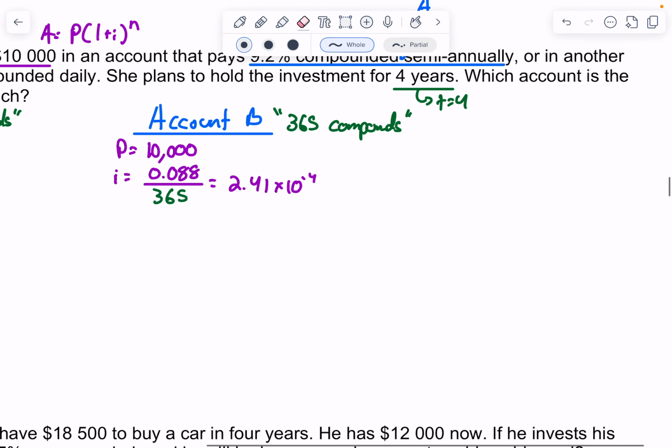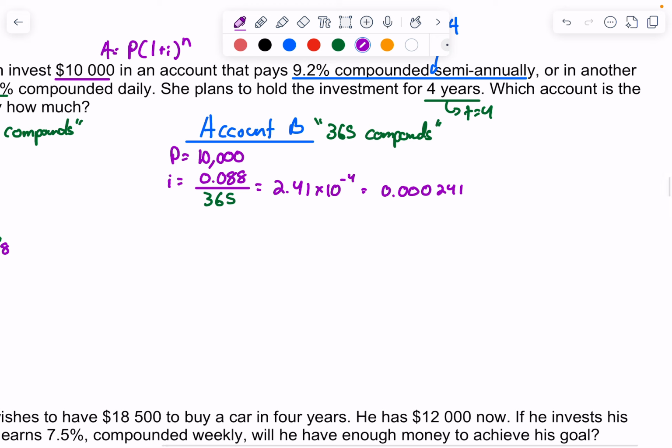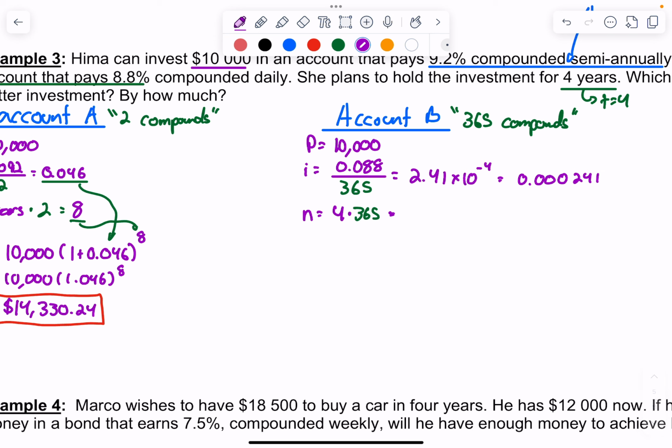But if you didn't know scientific notation, this is the same thing as me saying 0.000241. Okay, those are equivalent to each other. So just know which one your calculator gives you. And then your N in this case is still the 4 years multiplied by the 365. So that is 4 times 365, which gives you 1460.